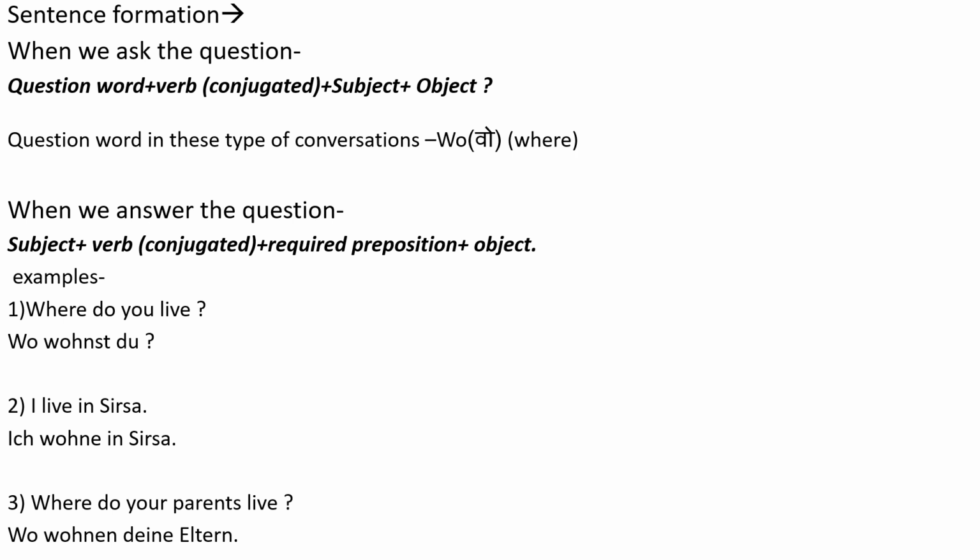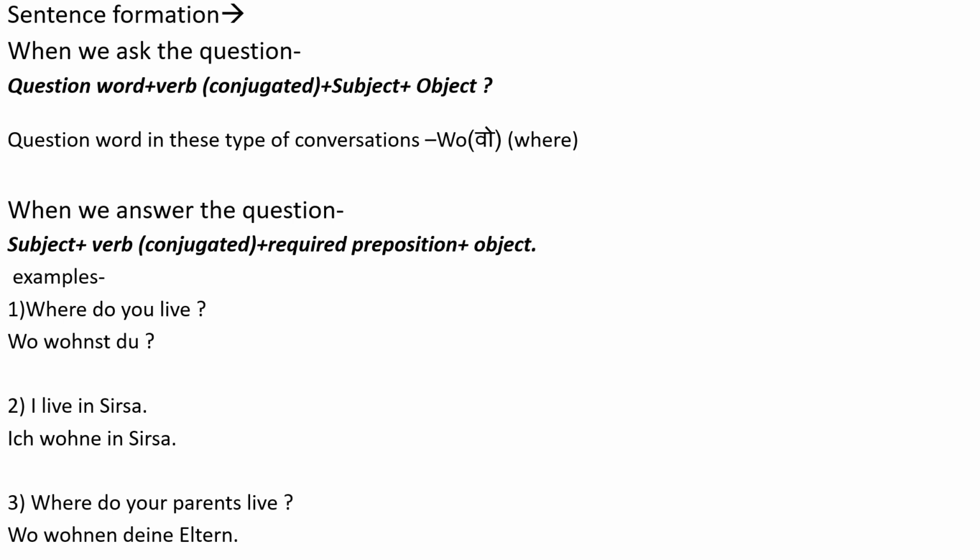So let's move to the examples. The question can be, where do you live? Wo wohnst du? At first, we use the question word. The question word is where, and where in German is wo. After wo, we use the verb. The verb is to live, and live is wohnen. Wohnen is conjugated according to du because there is you. With du, we use wohnst. So, wo wohnst du?